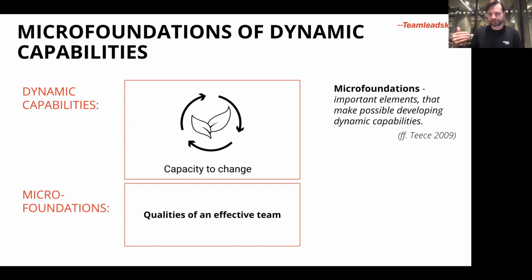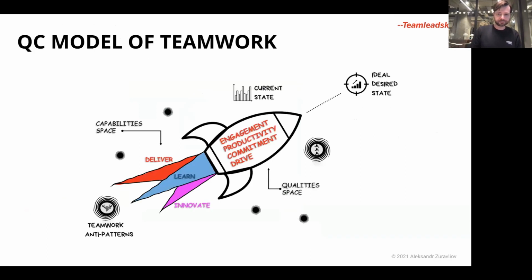So certain important elements have to be present in the teams that enable development of dynamic capabilities. Those elements are called micro-foundations, and we consider qualities of an effective team those micro-foundations. All right, so we consider the following qualities and capabilities important for any tech team to be able to bridge this gap between the ideal state of teamwork where they want to be and their current state. So let me give a brief overview of those qualities and capabilities.